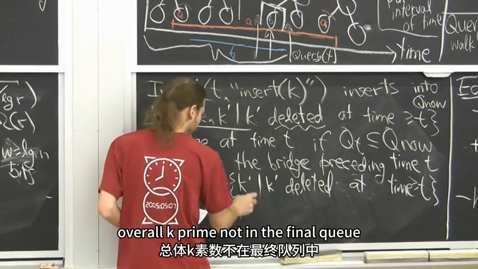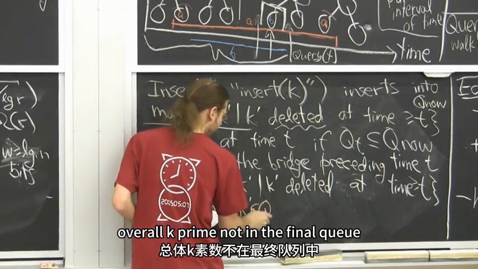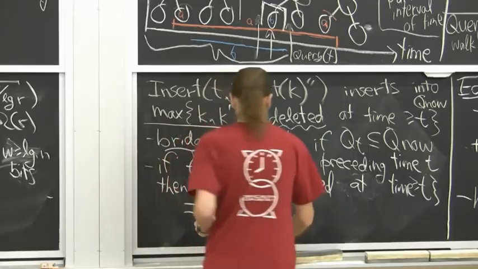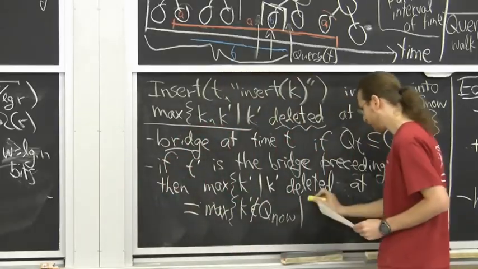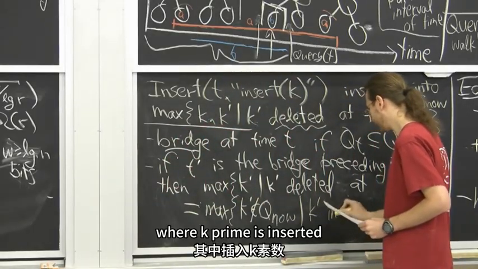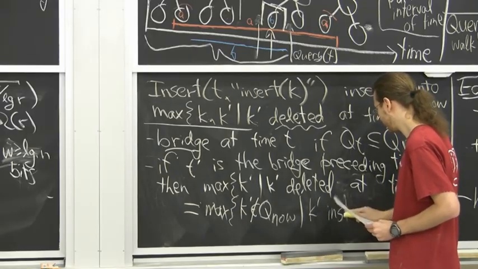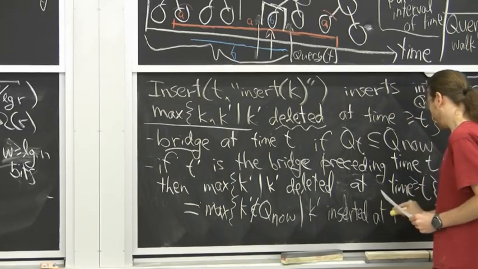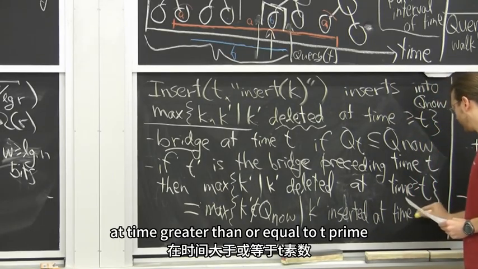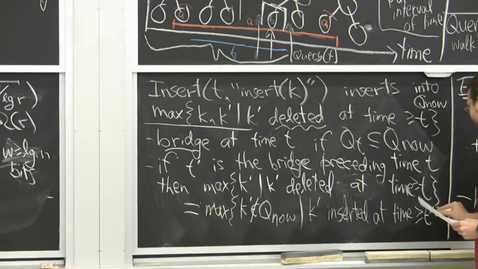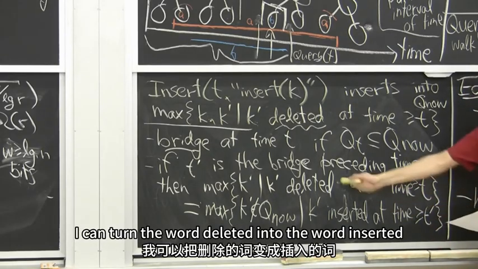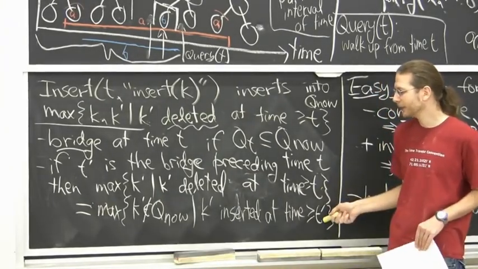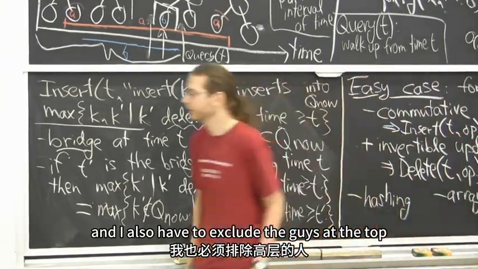Over all k prime not in the final queue, because those guys obviously still exist. Not where k prime is inserted at time greater than or equal to t prime. So basically I can turn the word deleted into the word inserted if I change t to t prime. And I also have to exclude the guys at the top.